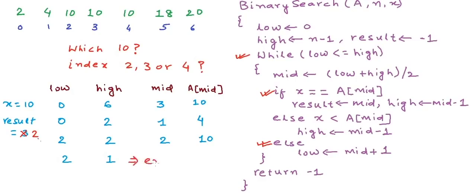Okay, there should be one more modification to my code. I will return result here. So we are saying here that we found 10 at index 2. So this way we have found the first occurrence of the element 10 in the array.